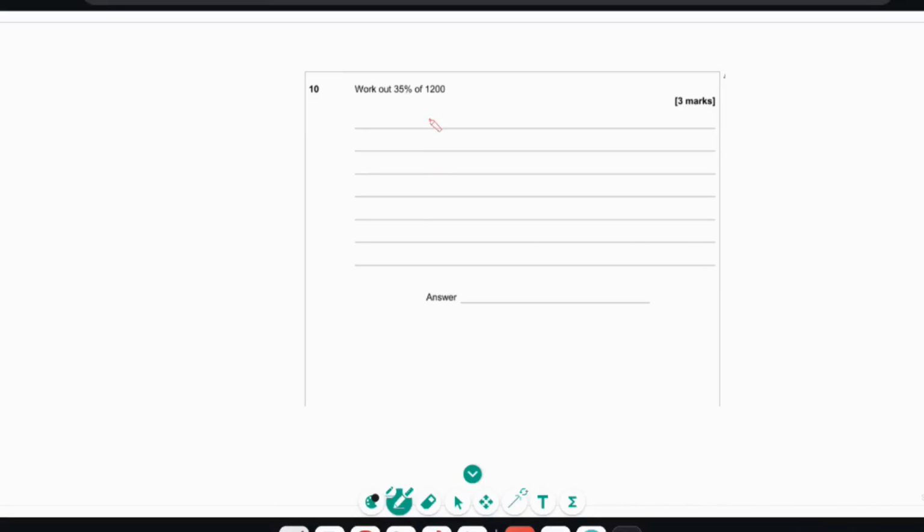Question 10. Work out 35% of 1,200. So on a non-calculator, always find 10% first. 10% of 1,200. To find 10%, we divide 1,200 by 10. 10% is 120. Let me use that to get 30%. 30% is 3 lots of 10%. I'm going to times this by 3. 120 times 3, well 12 times 3 is 36. Let's stick a 0 on the end.